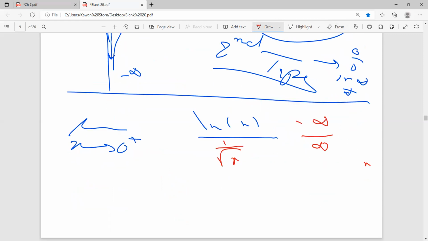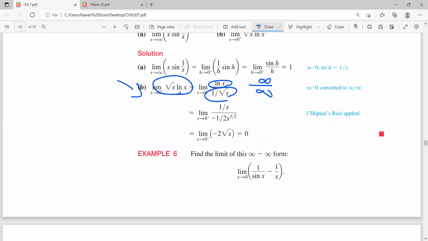You know, first derivative of the denominator and go on. The important thing here is the idea. I'm not going to solve it for you. You look at your book, you will see. How about that one?